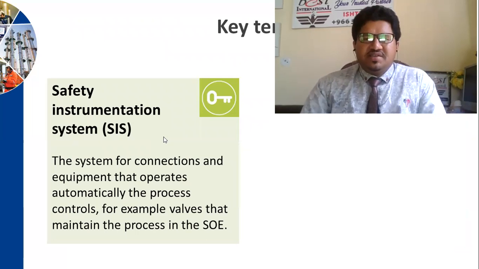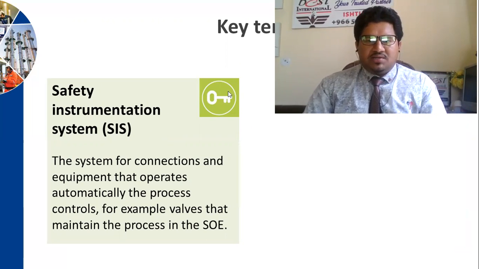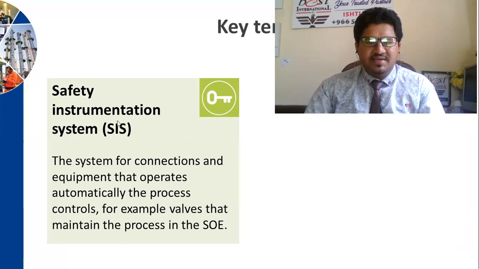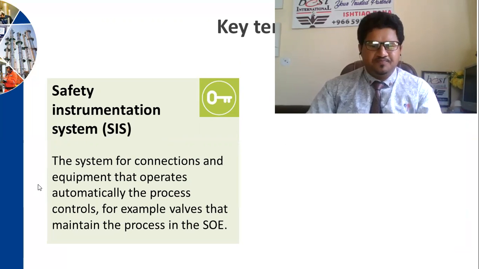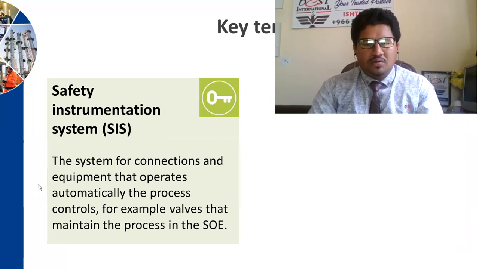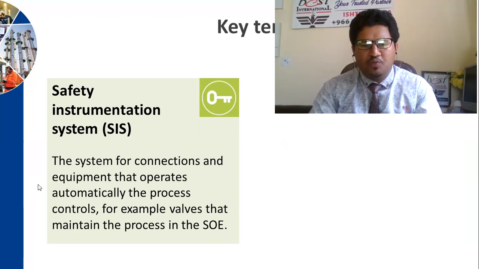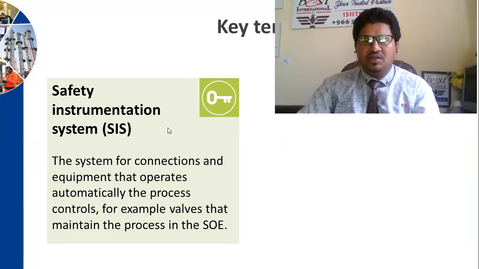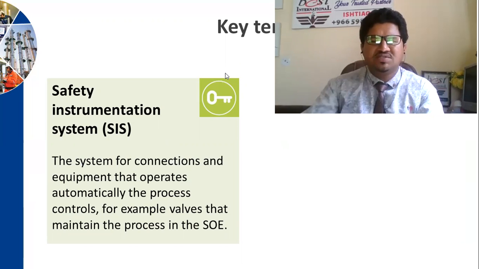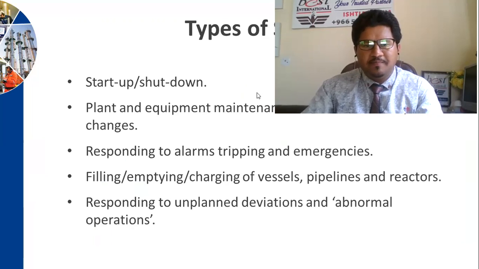Now let's try to understand, same as other elements, some of the key terms, like SIS, Safety Instrumented System. This system is a part of different connections and equipment that operates automatically, the process control, for example valves that maintain the process within the SOE, the safe envelope. If anything goes wrong, the system will automatically inform us. It will start blinking or giving red signals.